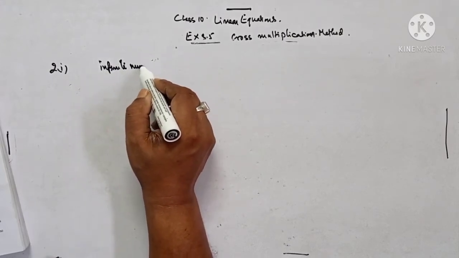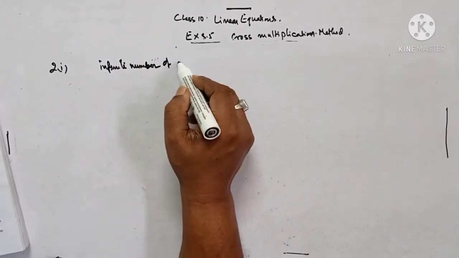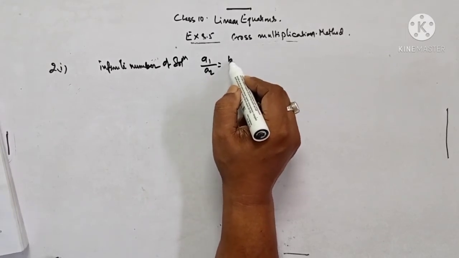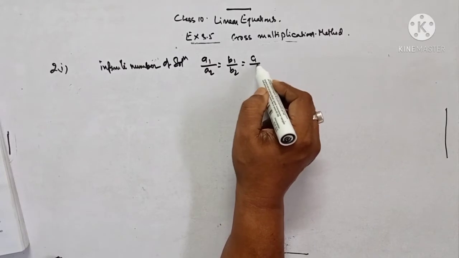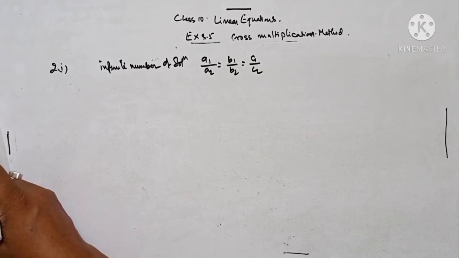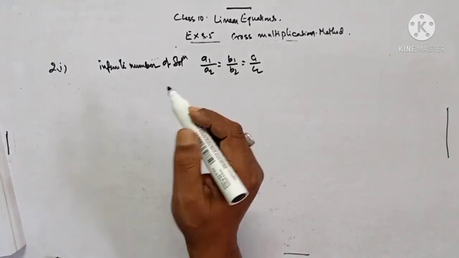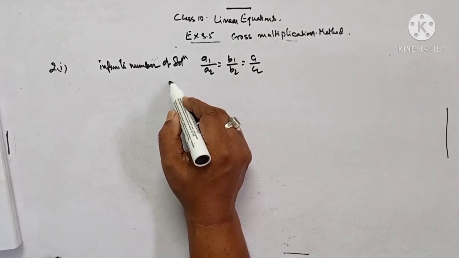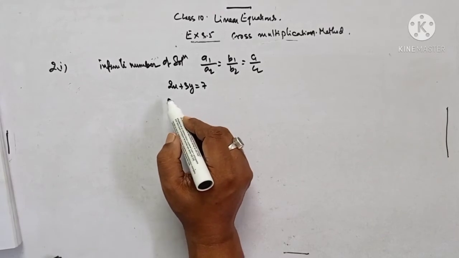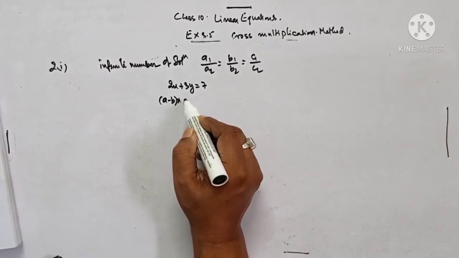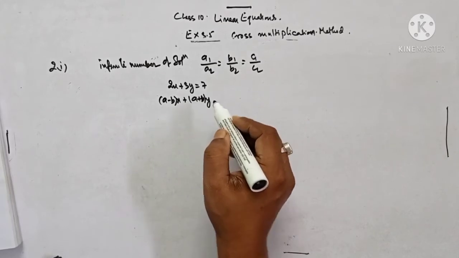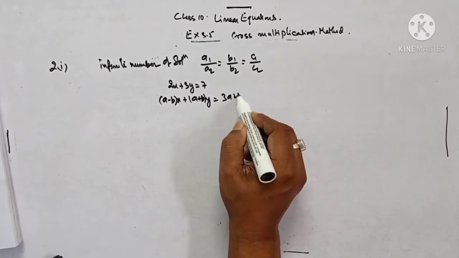for an infinite number of solutions, your condition is that a1 by a2 equals b1 by b2 equals c1 by c2. This is the condition for infinitely many solutions. So here the two equations are 2x plus 3y equal to 7, and (a minus b)x plus (a plus b)y is equal to 3a plus b minus 2.